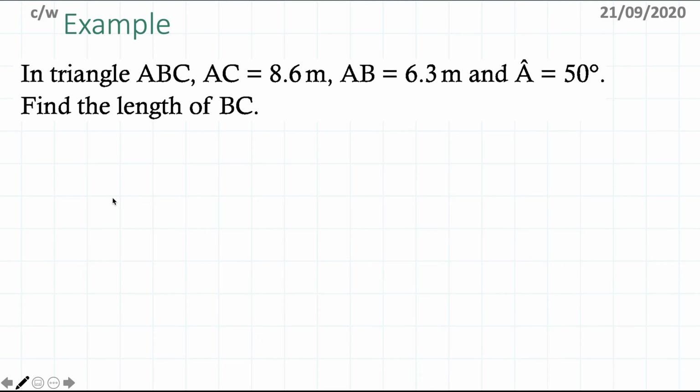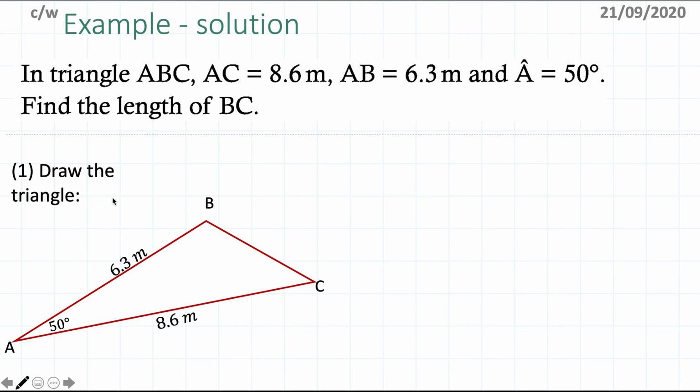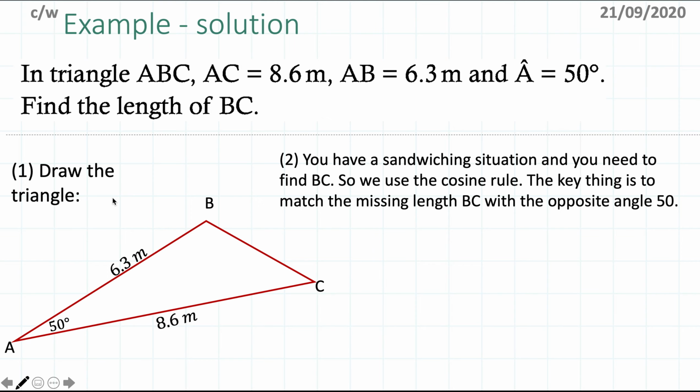So I have this example, I have triangle ABC, and I have these lengths and this angle. I need to find the length. So I'm going to first draw my diagram. You could have drawn it differently. So AB is 6.3, AC is 8.6, and the angle at A is 50. So I can see that I have a sandwiching situation, and the thing I'm missing is BC. So if I label this B, A, C, I have this sandwiching situation here.